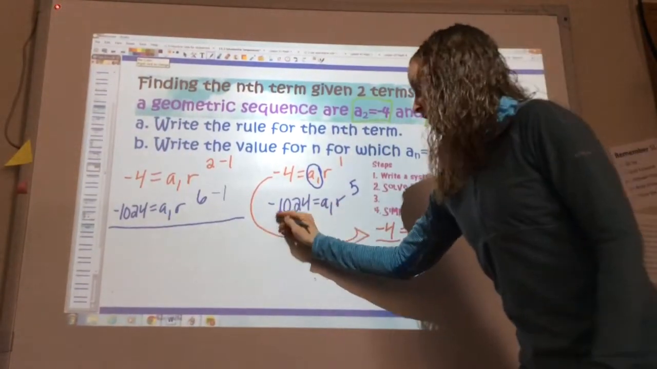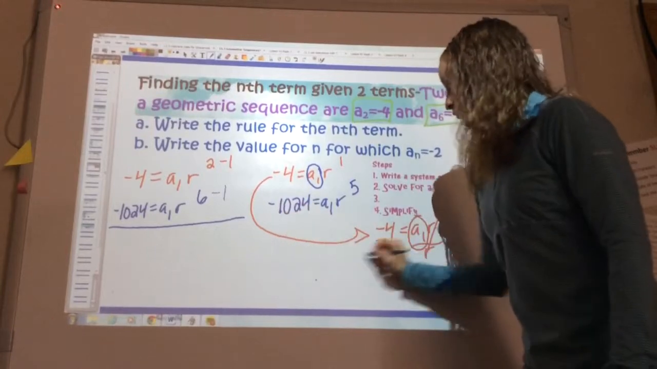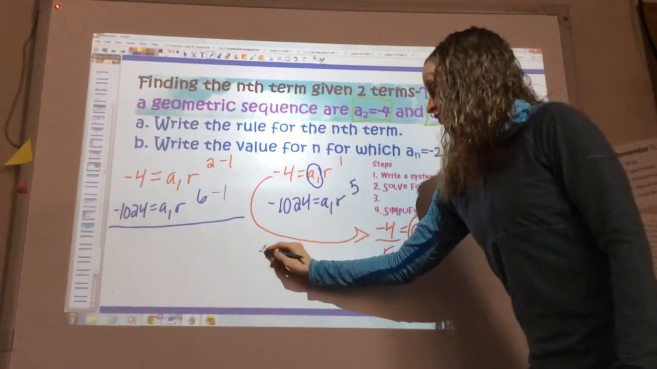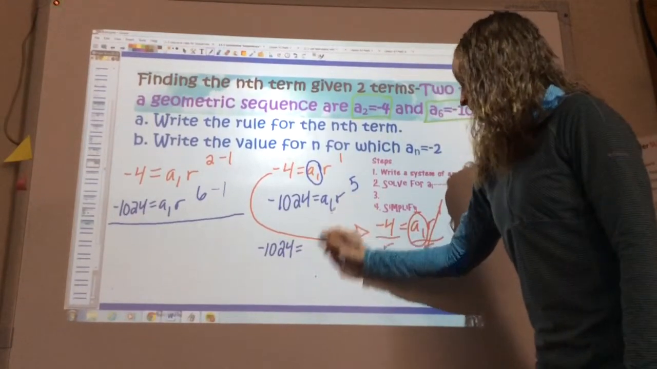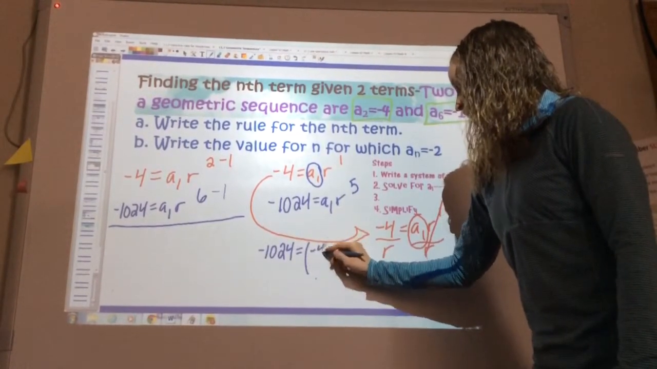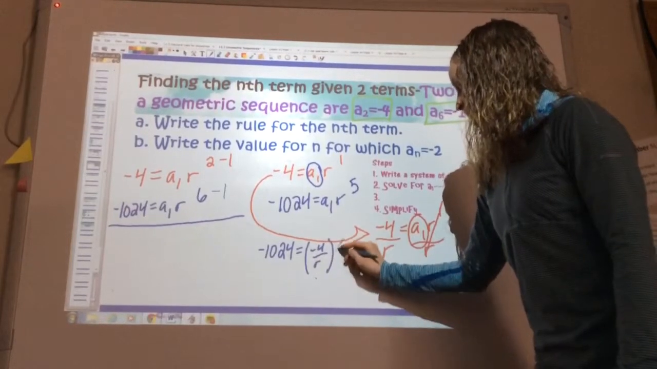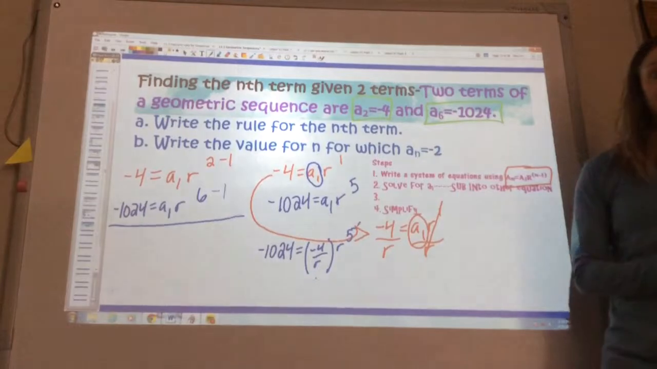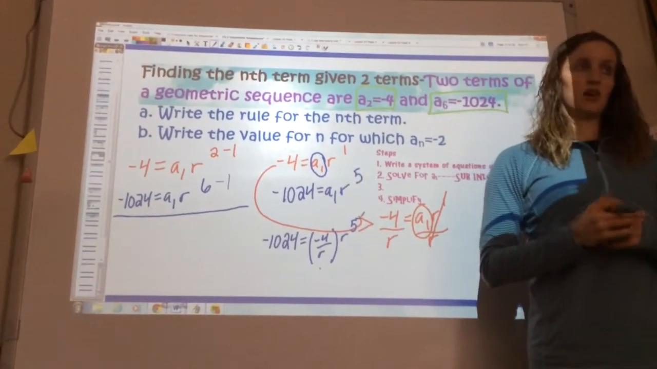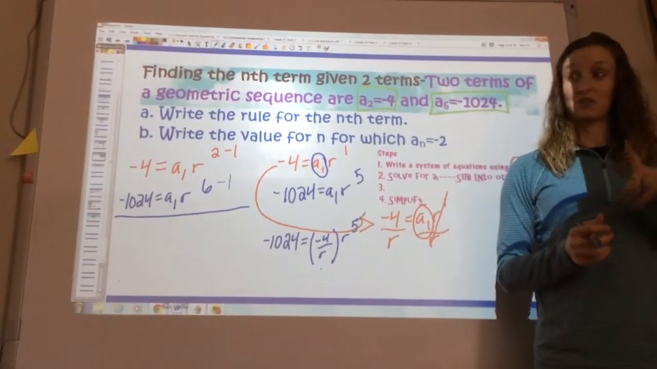Yeah, so let's do that. So then we plug that in right here. So we're going to get -1024 equals, this is where we're going to write this fancy -4 over r times r to the fifth. Getting our equation in all one term. Now you guys know how to solve when we get it in all one term. What's the first thing we should simplify?